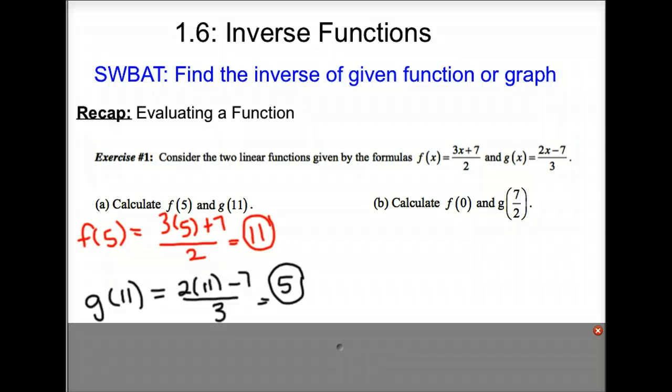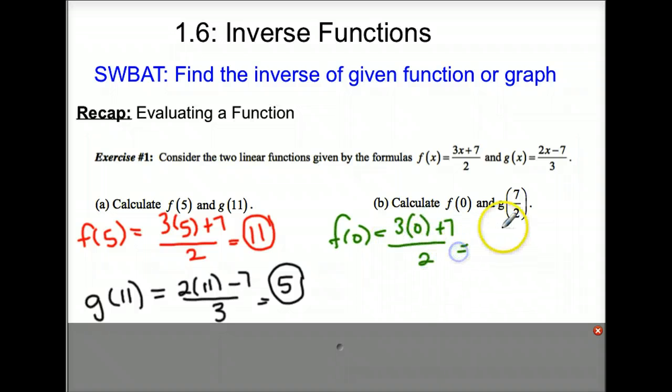Let's try it 2 more. F of 0. Using my f function, so this is (3 times 0 plus 7) over 2. This will give me 0 plus 7, 7 over 2, or 3.5 is fine. Either one works for me.